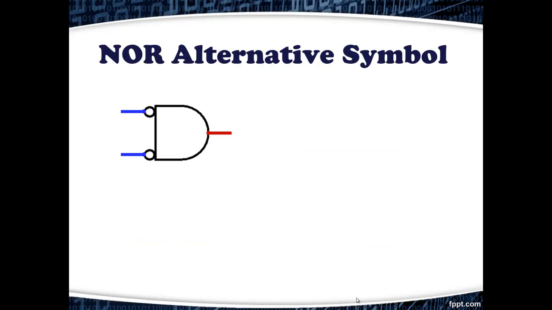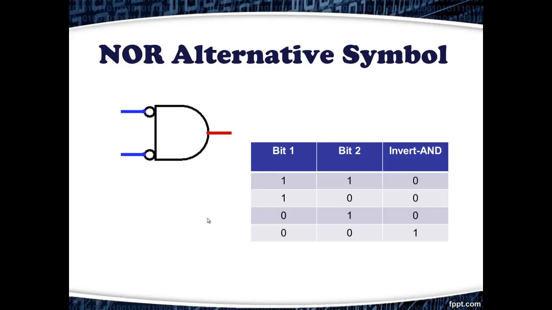Just like with the NAND gate, we have an alternative symbol for NOR, and it looks like this. Basically an AND symbol with 2 negation bubbles where the inputs go. Either one of these symbols can be used interchangeably.